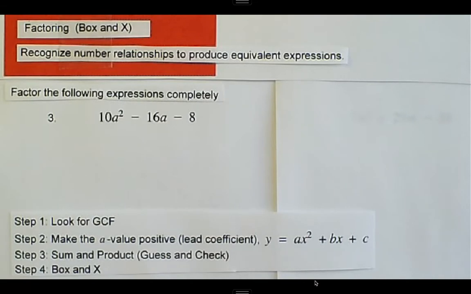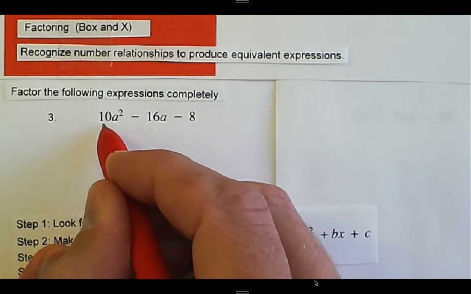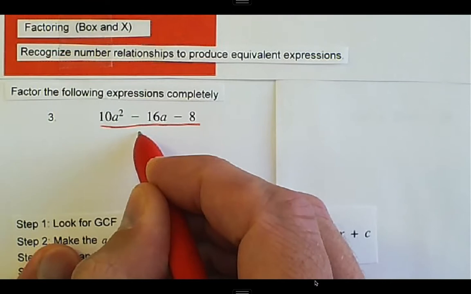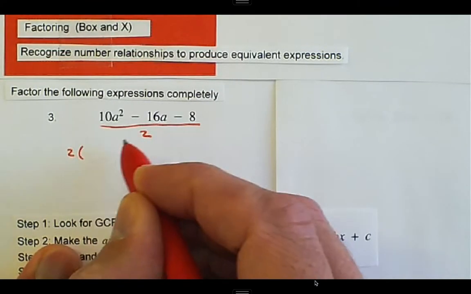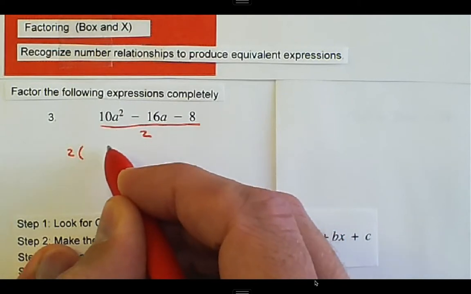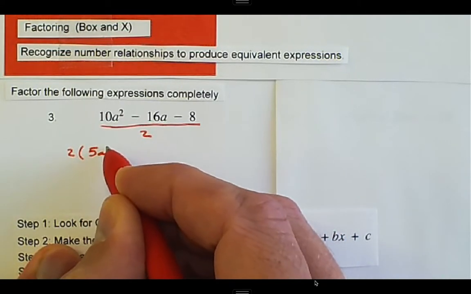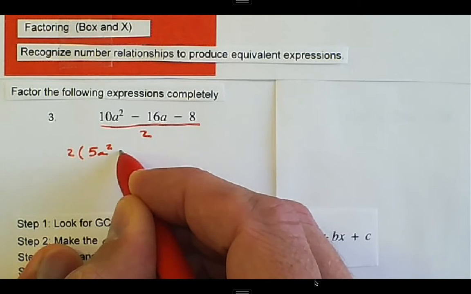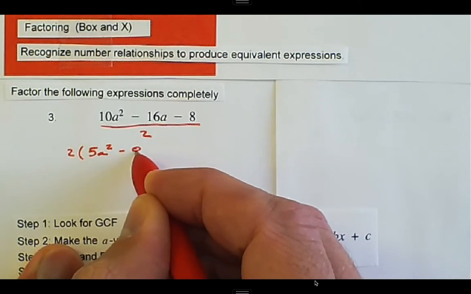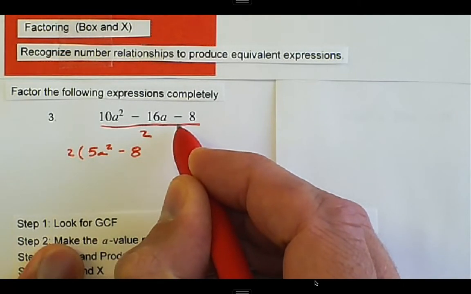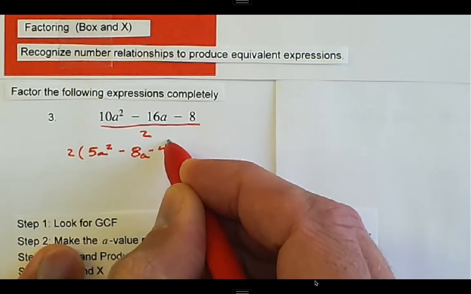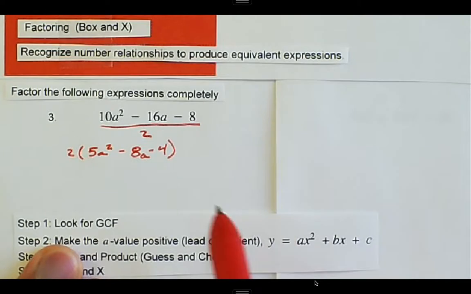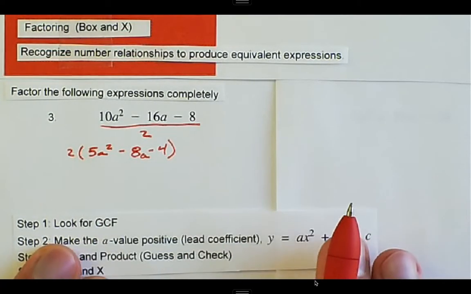We can factor a 2 out of all of the terms here. So if we divide by 2, the 2 comes outside of the parenthesis. 10 divided by 2, that's 5a squared. Negative 16 divided by 2 is negative 8. And negative 8 divided by 2 is negative 4. Oh, forgot my a there. So we have a new quadratic form there that will be a little bit easier to factor.